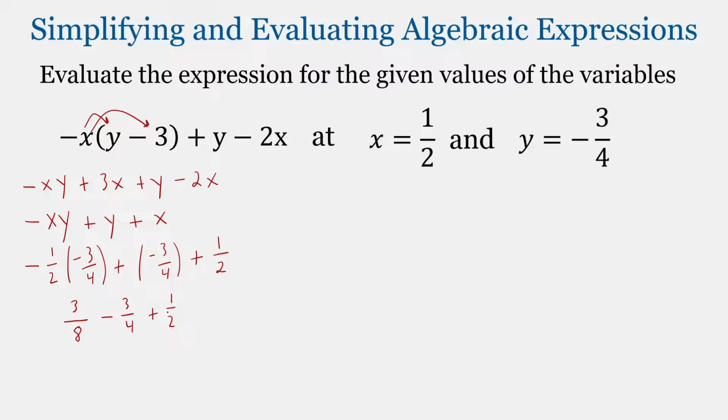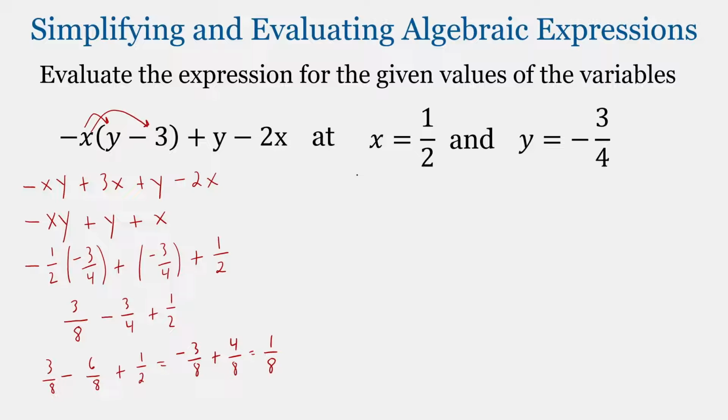We're going to need a common denominator. So this is 3/8 minus 6/8 plus 1/2. 3/8 minus 6/8, that's negative 3/8. And then 1/2 is plus 4/8. And that gives us 1/8.